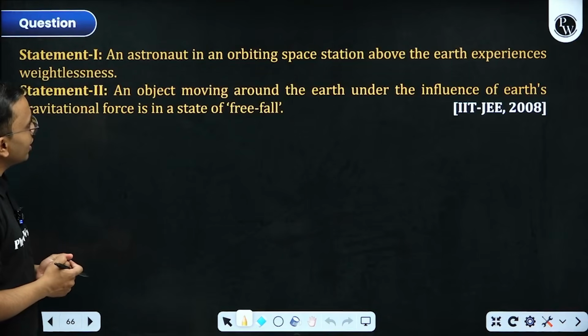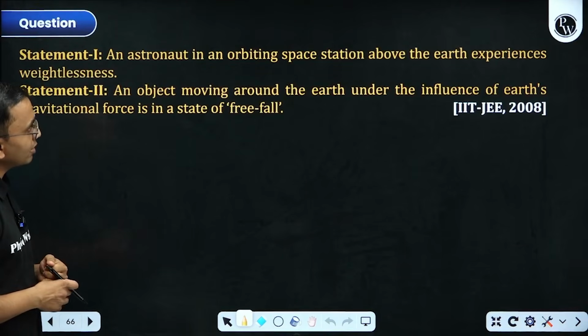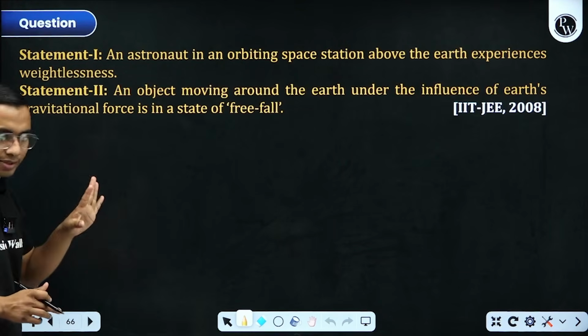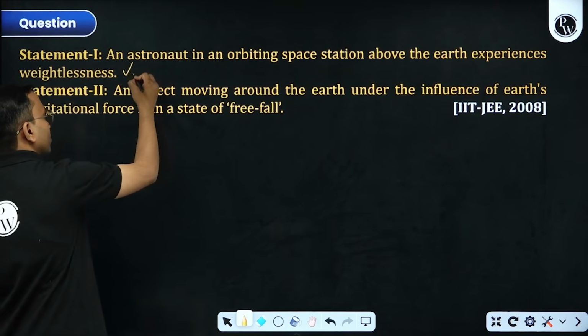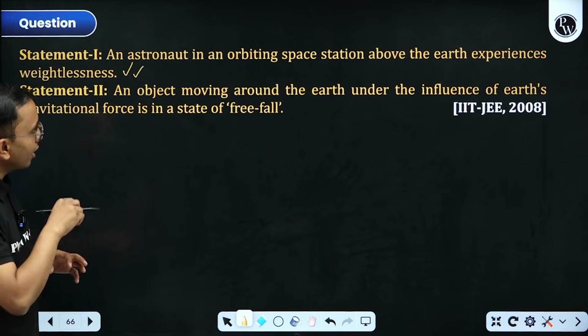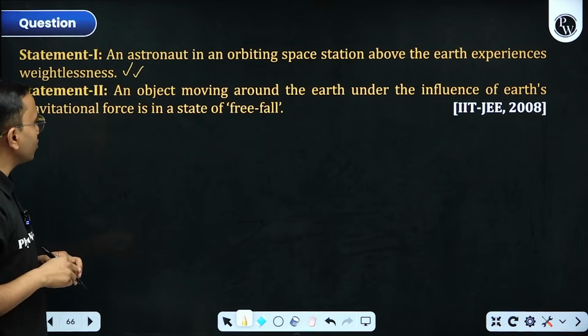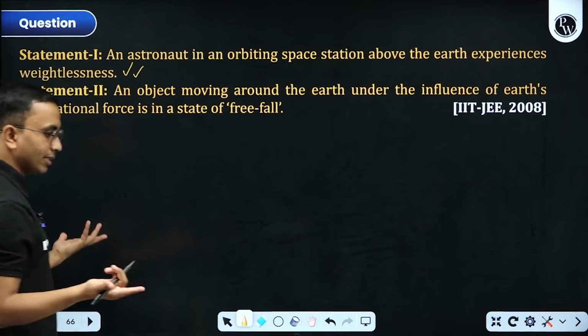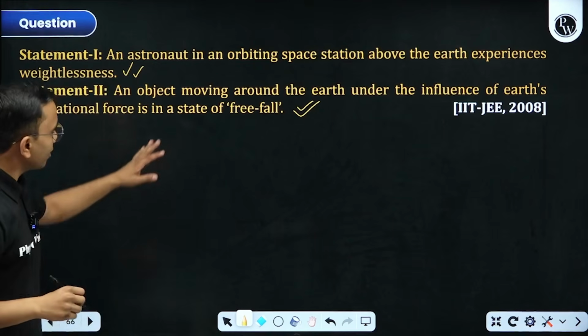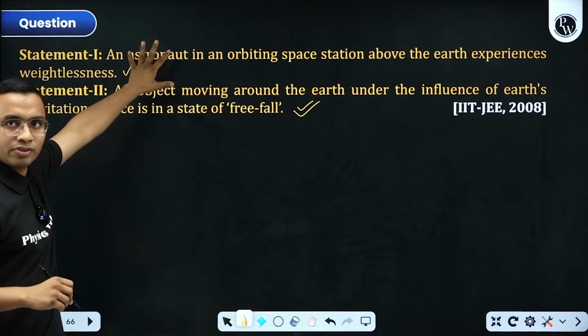An astronaut in an orbiting space station above Earth experiences weightlessness. Yes, this is true. An object moving around Earth under the influence of Earth's gravitational force is in a state of free fall. Yes, this is also true. We already discussed that, and this is the reason due to which it is feeling weightlessness.